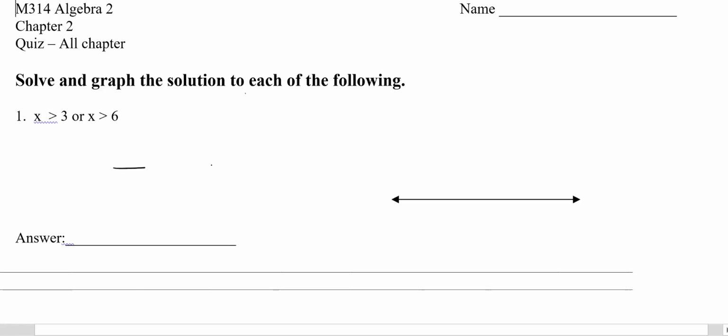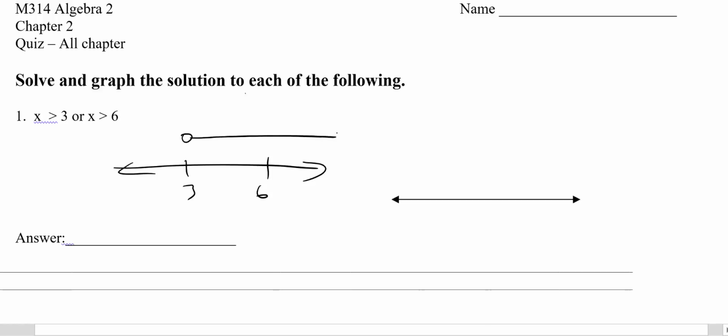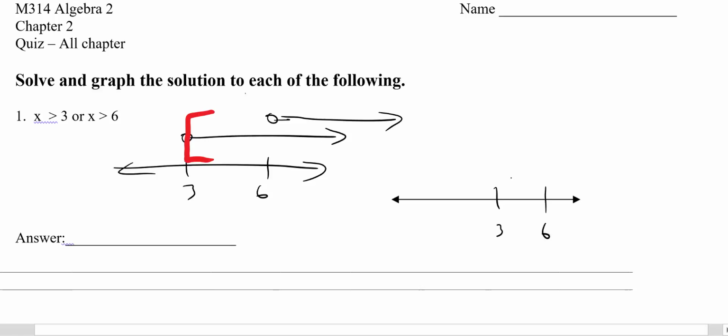I'm going to graph it on a number line. And I have 3 and 6. And basically, I have a line like that, and I have a line like that. This is what you're going to graph for your work. And then you're going to say, now where does the line start? Well, the line starts right here. So you're going to say at 3, that's my solution. So x is greater than 3. That's it. Okay? It's really not difficult.